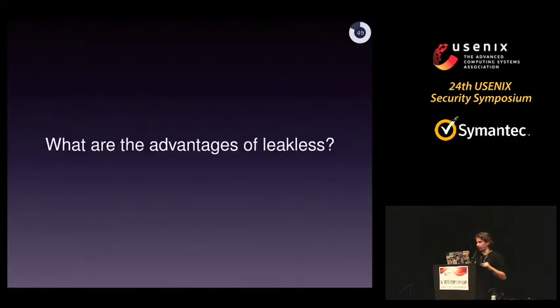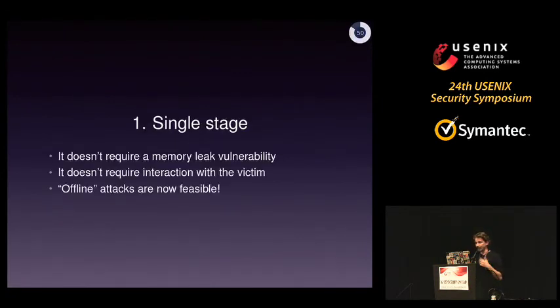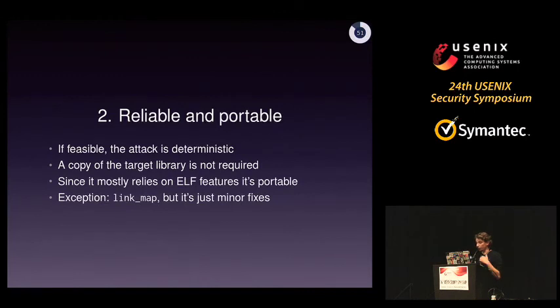Let's try to recap and see what countermeasures we can come up with to prevent this kind of attack. So as we said, leakless provides you with a way to perform an exploitation in a single stage. So you don't need a memory leak vulnerability, you don't need interaction with the victim, and so you don't need a communication channel back, even if offline attacks are feasible. It's also reliable and portable because if leakless is able to build an exploit, it's going to be deterministic. There's no guessing involved.